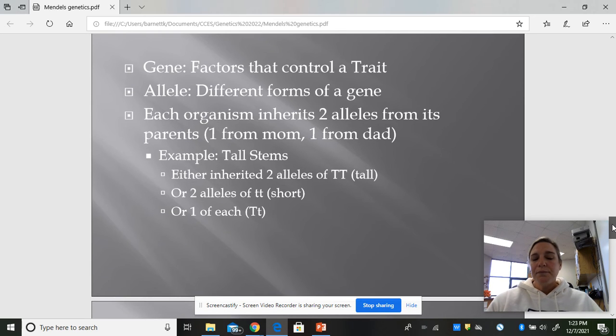And so he understood that each organism actually inherits two alleles from its parents, one from mom, one from dad. So let's give the example of height, okay? So in the stems, like the stem height of the plants, in any of those scenarios, you either inherit two alleles of the tall stem, and the way that we represent that is with big T, big T. Two alleles of the short stem, like little t, or one of each, which would be big T, little t.